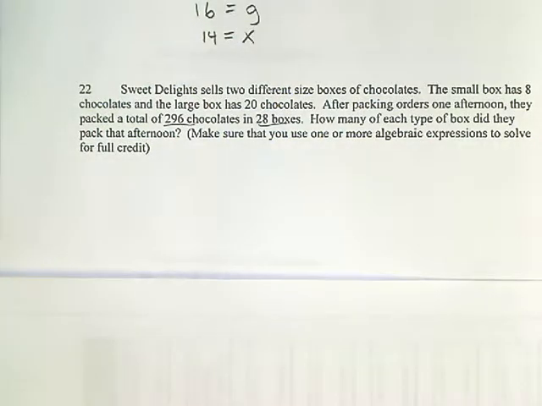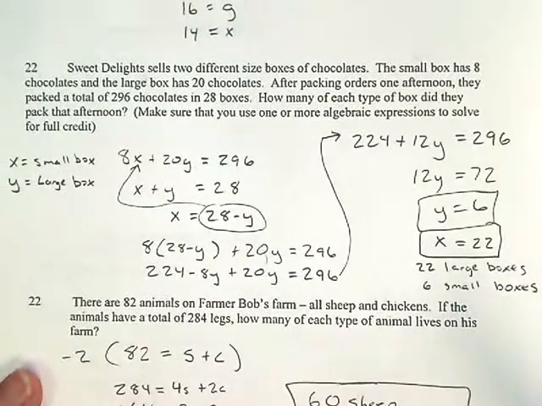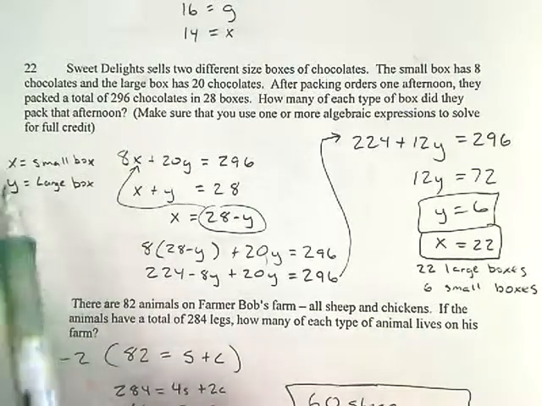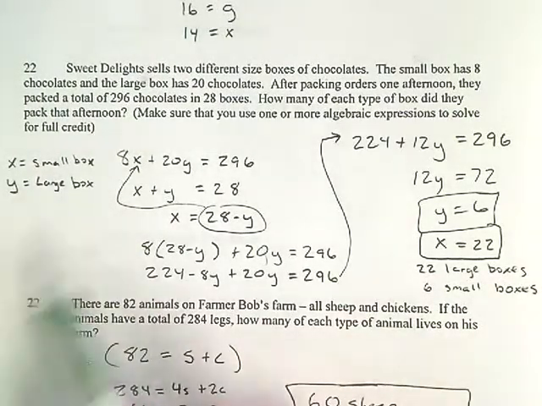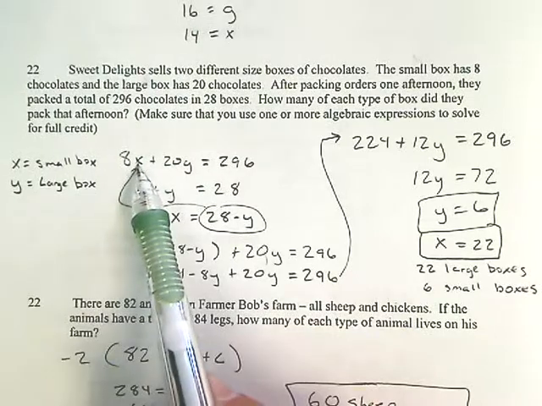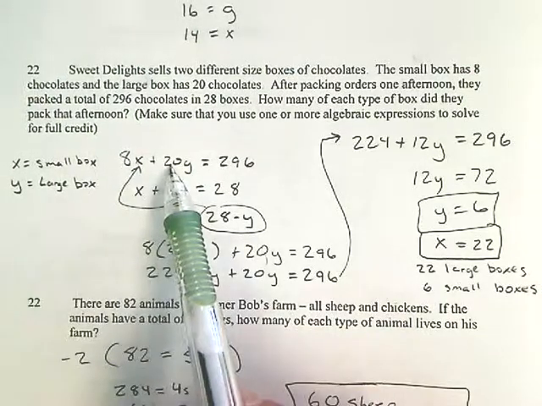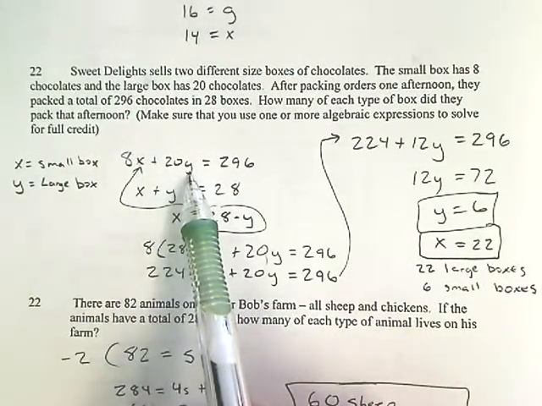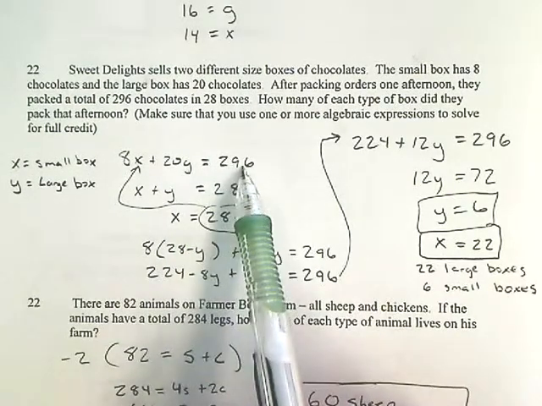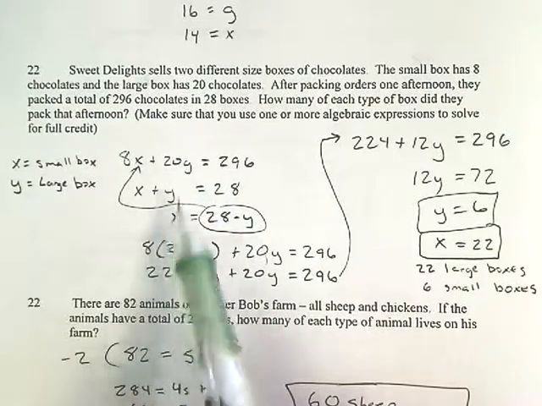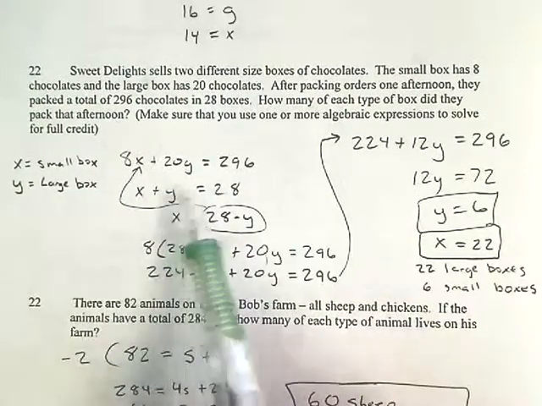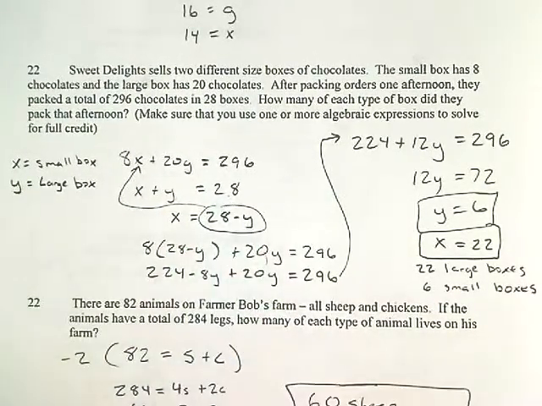Ready? Hit pause. And now we're back to check it. I use X for small boxes, Y for large boxes. There's 8 chocolates for every small box, 20 for every big box. And that would be the total number of chocolates. Number of chocolates equals number of chocolates. Number of boxes equals number of boxes.